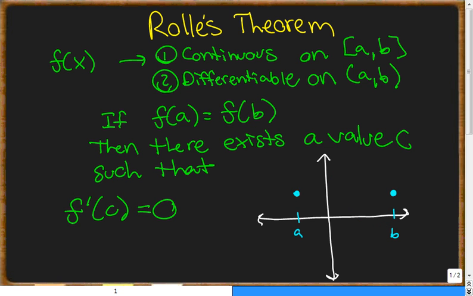So it says then there exists a value c. So at least one. I mean, it could be more than one, but at least one value c, such that f prime of c equals 0. So it's basically saying that the slope somewhere along the line is 0. And we can see that that's true, like right about there and actually down here, that our slope is 0. We're guaranteed at least one place where that happens.